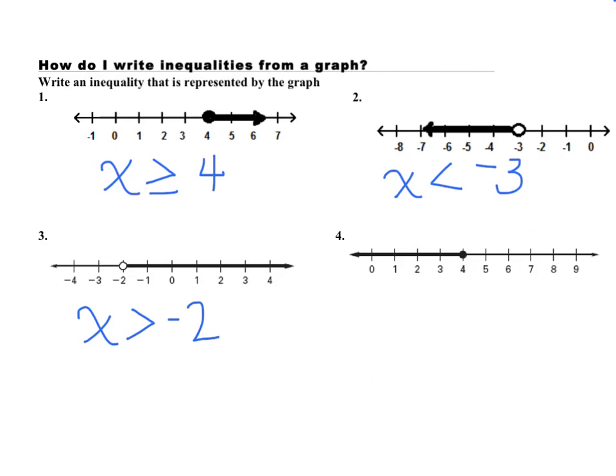For number 4, we have x, and it's less than because it's going to the left, and then it's going to be equal to, because it's shaded in, 4. In this lesson, we took a look at how you could write inequalities from a graph.